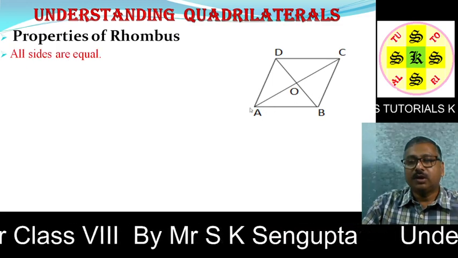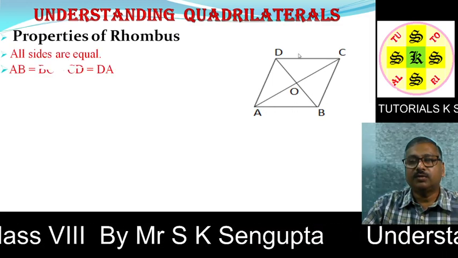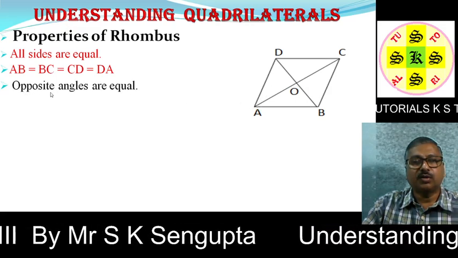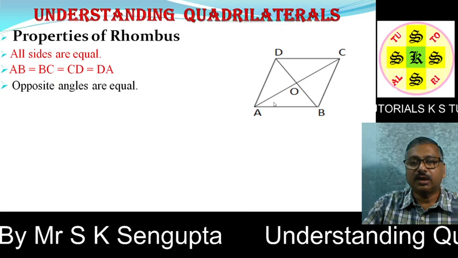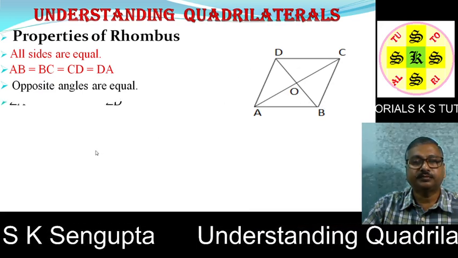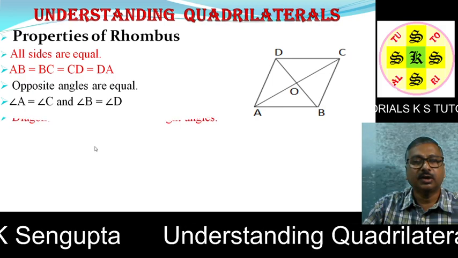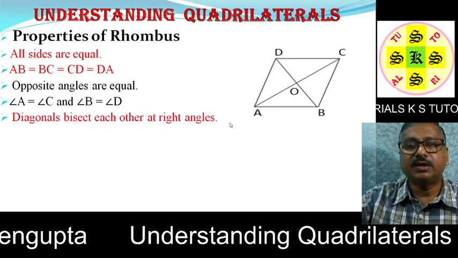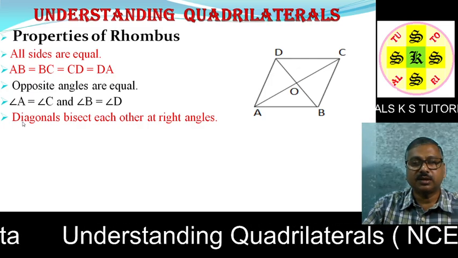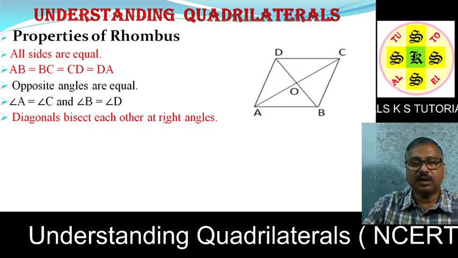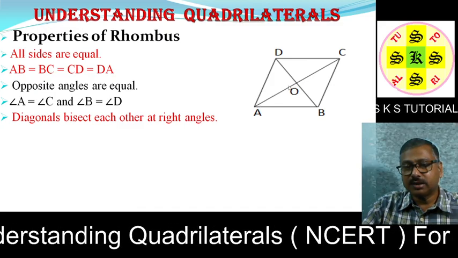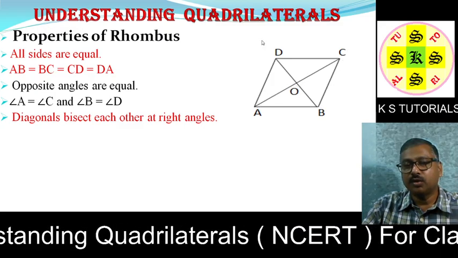All sides are equal, that is AB equal to BC equal to CD equal to DA. Second property: opposite angles are equal, that is angle A equal to C as well as angle B equal to D. Diagonals bisect each other at right angles. Now this is in two parts. Diagonals bisect each other, that is AO equal to OC as well as BO equal to OD.